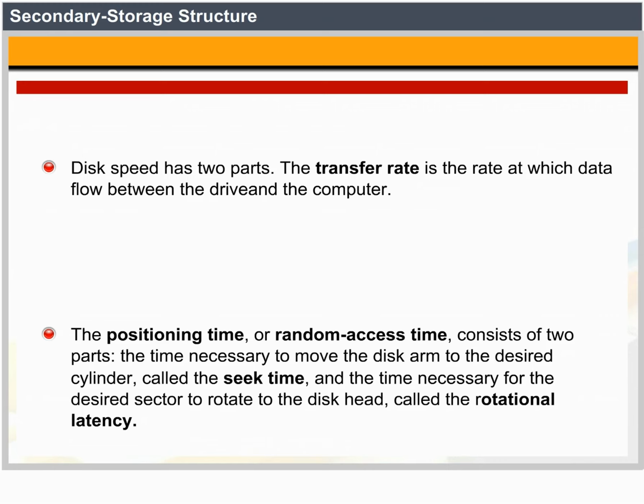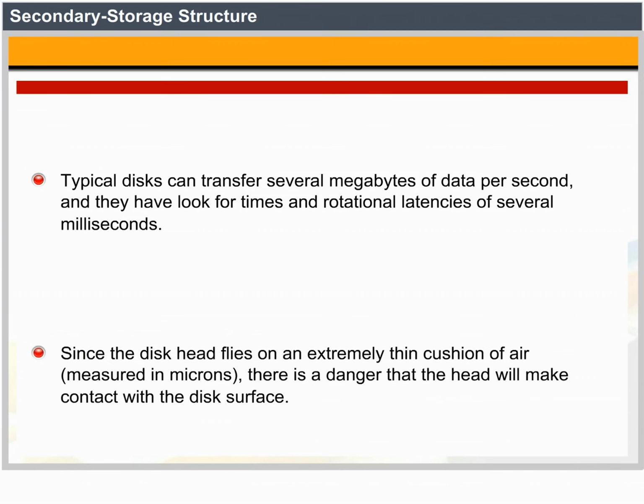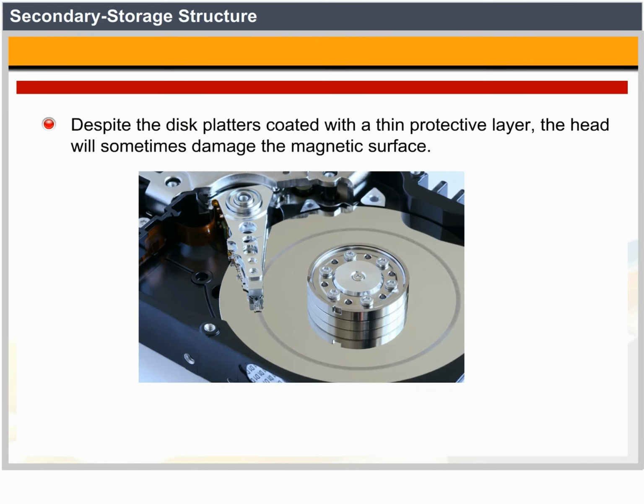Typical disks can transfer several megabytes of data per second, and they have seek times and rotational latencies of several milliseconds. Because the disk head flies on an extremely thin cushion of air measured in microns, there is a danger that the head will make contact with the disk surface. Although the disk platters are coated with a thin protective layer, the head will sometimes damage the magnetic surface. This accident is called a head crash. A head crash normally cannot be repaired. The entire disk must be replaced.